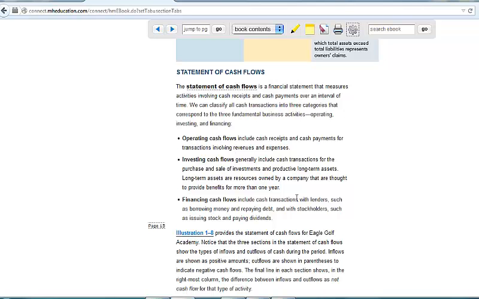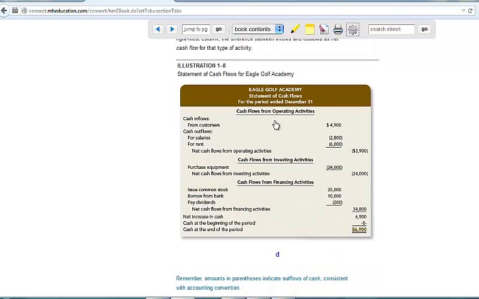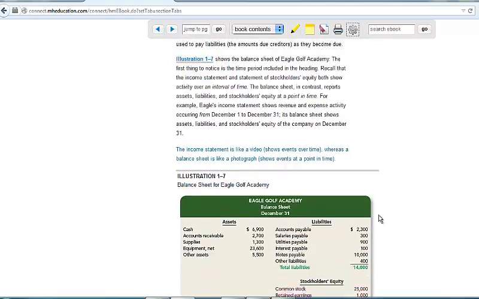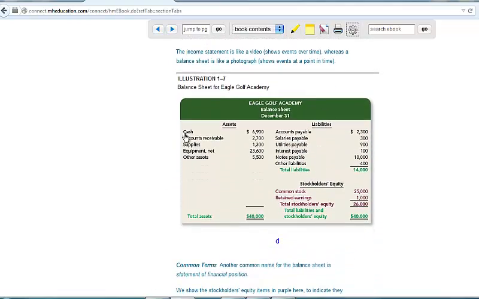So all 3 of these are pulled into the statement of cash flows, and you get subtotals of each category to represent your cash at the end of the period. And our check figure here is we have cash at the end of the period of $6,900. We need to go back up to our balance sheet and make sure that it balances to our cash number on our balance sheet, and it does, so we know our financial statements are in good shape.